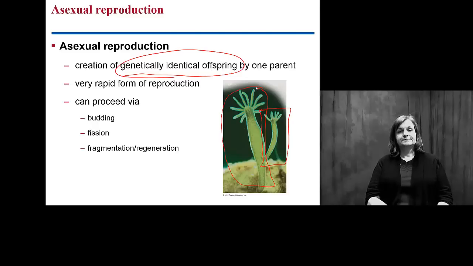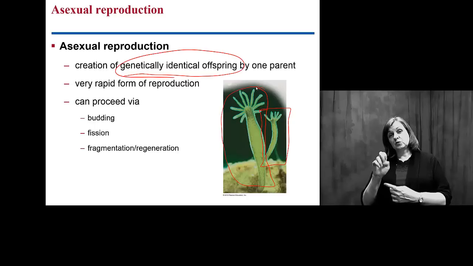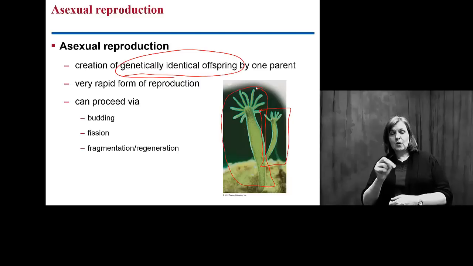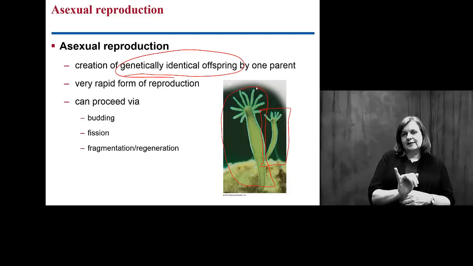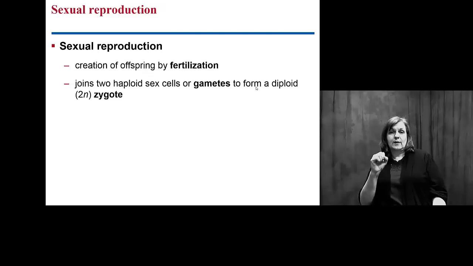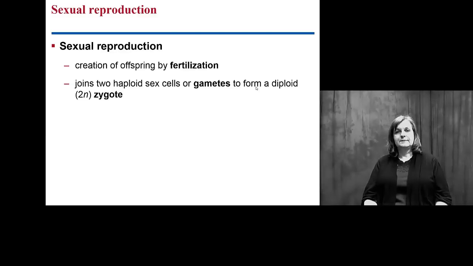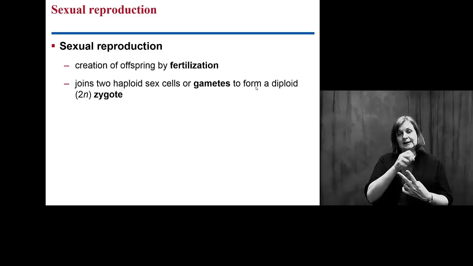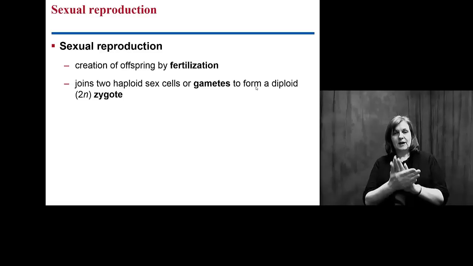Now, this is not always bad. Asexual reproduction is actually very, very quick, so we can look at a much faster generation time and turnover of organisms. Sexual reproduction, on the other hand, requires fertilization of an egg by a sperm, or of an egg-like mechanism fertilized by a sperm or spore-like mechanism.